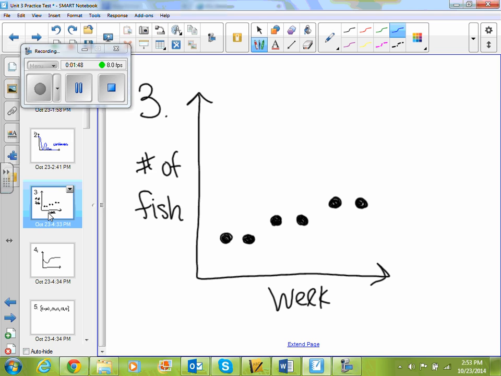Alright, if we look at number 3, write a possible situation for the graph. Who has a possible situation that they wrote for number 3 that they want to share? They have babies, or they add 2 fish a week. Very good. So, fish have babies.